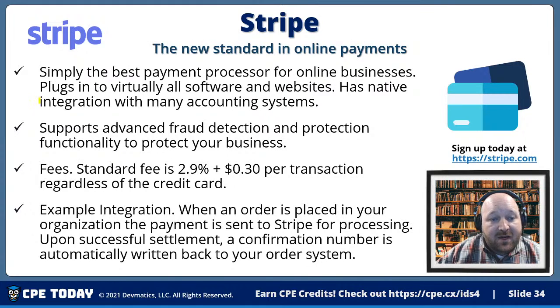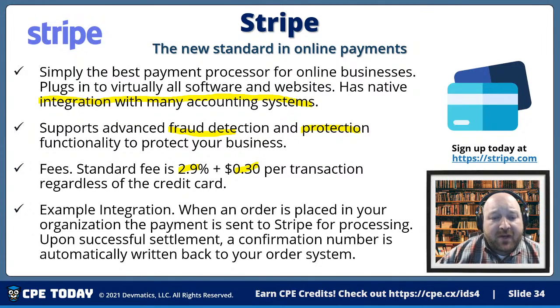And it even has native integration to a lot of accounting systems so that you can automatically pull down your credit card details. It's got great services around fraud detection and protection, helping merchants avoid fraudulent charges so they don't get chargebacks. And it's very affordable too. Their standard plan is 2.9% plus a 30-cent per transaction charge. And that's the same regardless of credit card, whether it's an Amex, whether it's a Visa, or whatever. You're not going to find a more affordable solution. And in fact, if you do volume, they even have better plans for larger volume customers.